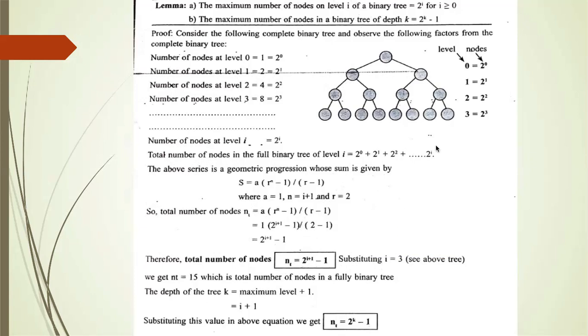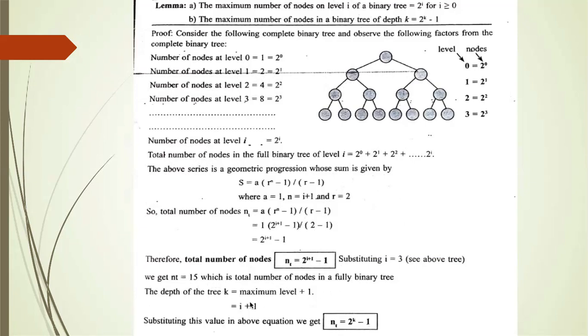So for the above tree, the level is 3, right? So let's substitute I to be 3 and see. Substituting I as 3, 2 power I plus 1 is 3 plus 1, which is 4, minus 1. So 2 power 4 is 16, and 16 minus 1 is 15, which is the total number of nodes in a full binary tree.